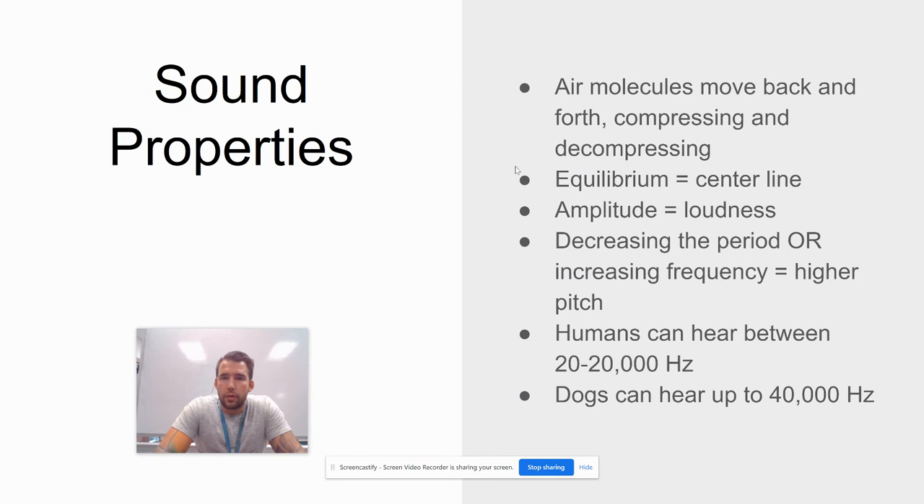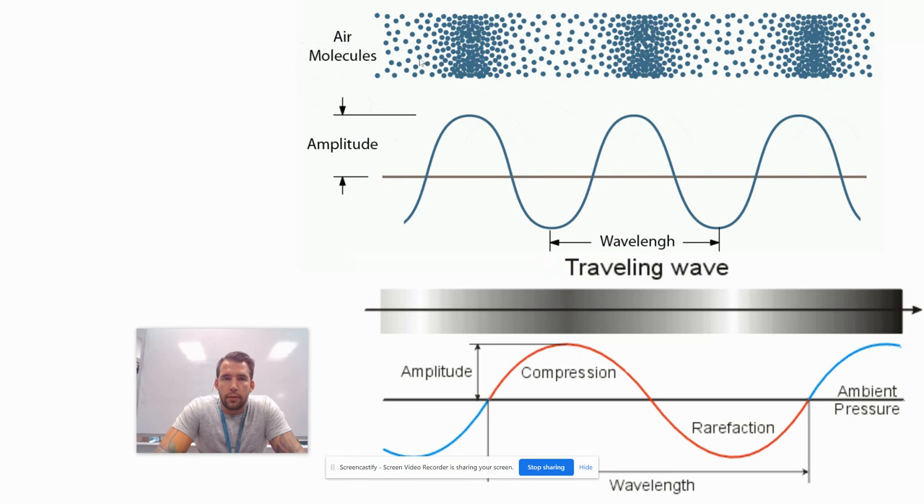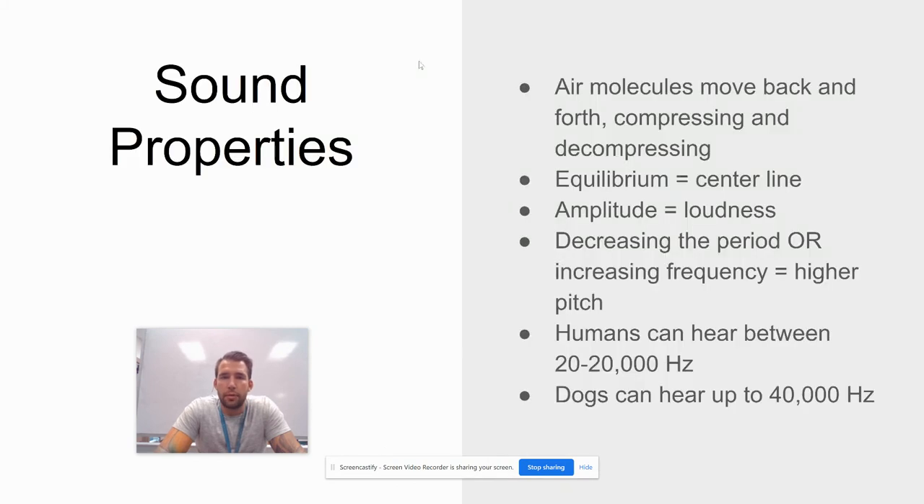If I take a look at this one again, the equilibrium line is going to be where, if this was an air molecule just at rest, that would be the equilibrium point. The amplitude is how far it travels in either direction from its equilibrium point. That gives me the amplitude. So if it traveled really far, that'd have a really high amplitude. The amplitude is going to tell me how loud that sound is going to be. If it's a really high amplitude, it's going to be a really loud sound. If it's a really low amplitude, it's a very soft sound.